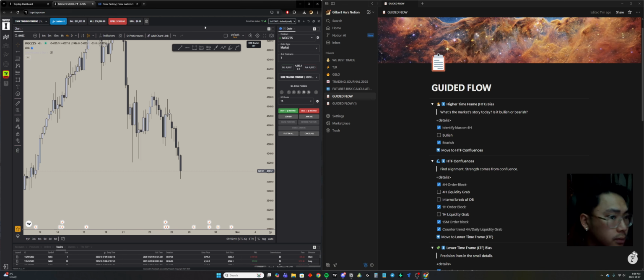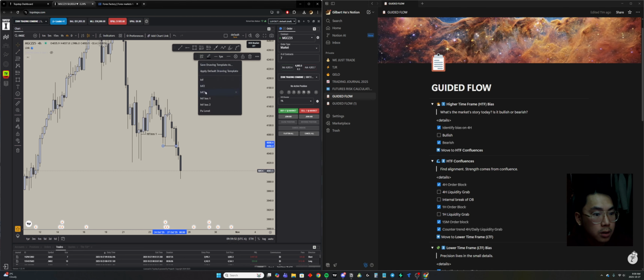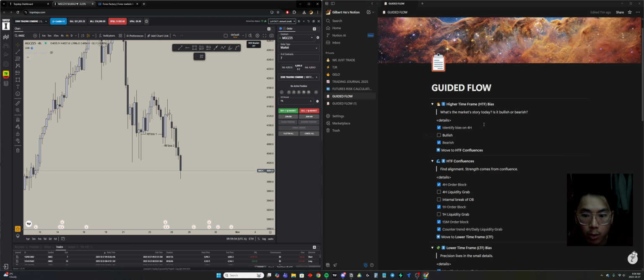Okay, so overall, the bias on today was shorts. We're looking to sell. Here is my first break in my structure, second break. So identify bias, we're bearish. I move on to confluences for our order block.